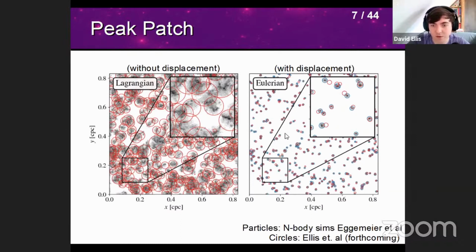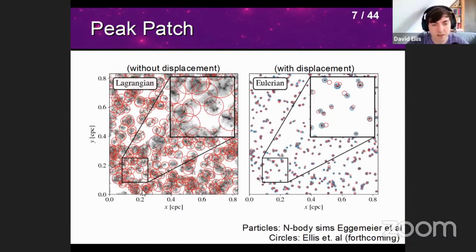So the blue circles are the n-body results, so the halos as found by the Rockstar halo finder, and the red circles are then the best match that we think is the peak patch. We think that we're looking at the same objects now in peak patch, and we see that these match fairly well. This is only using first order displacement calculations. The code now does actually include second order as well, but we don't use these displacement calculations in this particular piece of work.